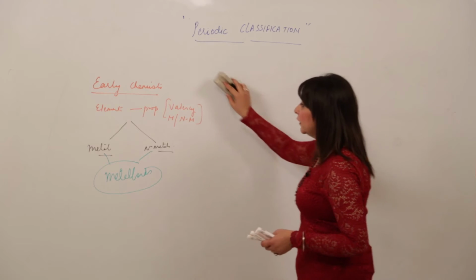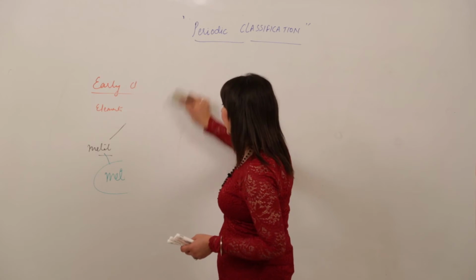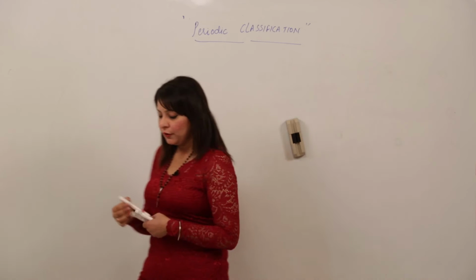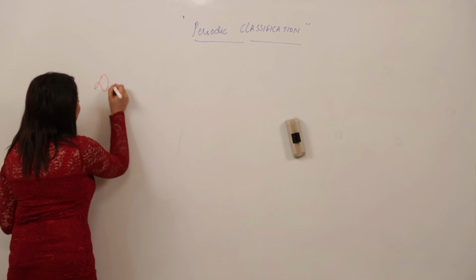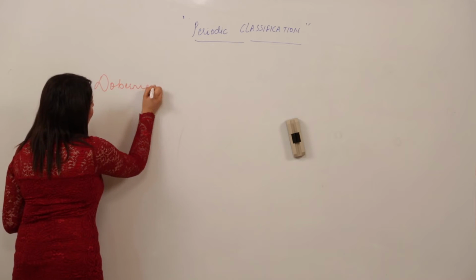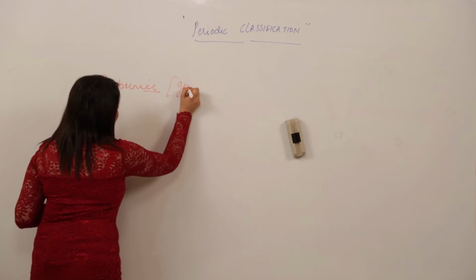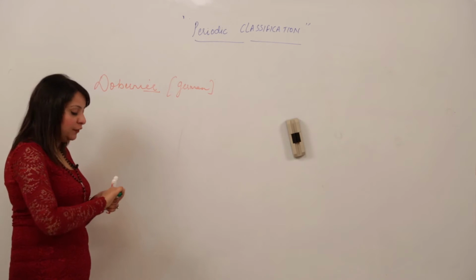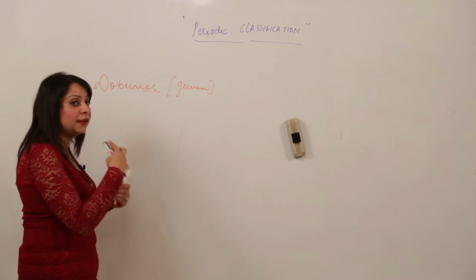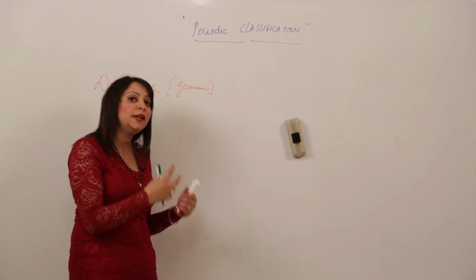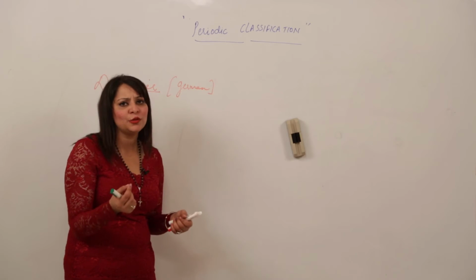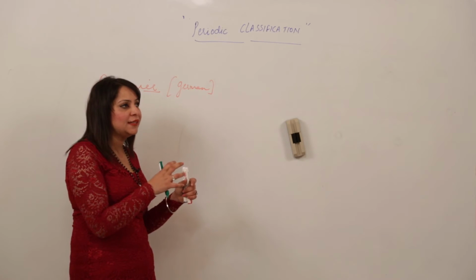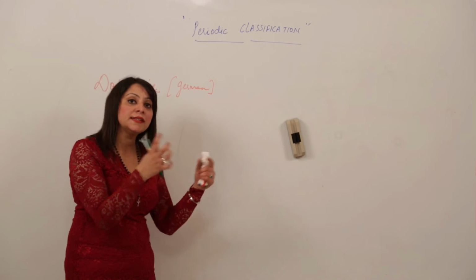Then the second contribution in classifying the elements came from the scientist Döbereiner, who was a German chemist. He made a great effort. However, he didn't succeed in classifying all the elements, but still he made a little contribution. He was able to correlate certain properties and prove certain resemblances between the elements.